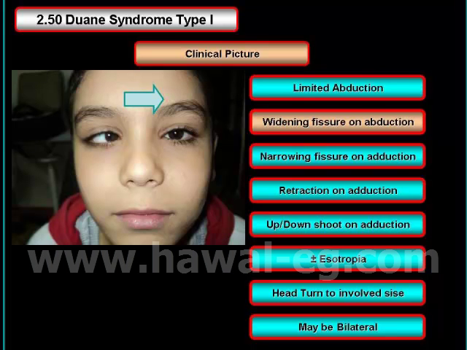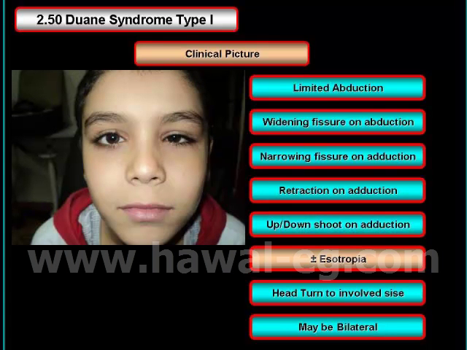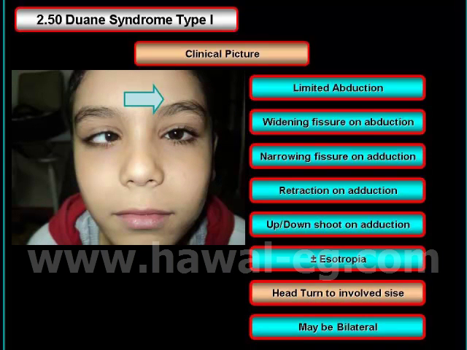widening of the palpebral fissure on abduction, narrowing of the palpebral fissure on adduction, retraction on adduction, up or down shoot on adduction. Sometimes Duane syndrome type 1 is associated with esotropia. In Duane syndrome type 1, the head turn is to the involved side.